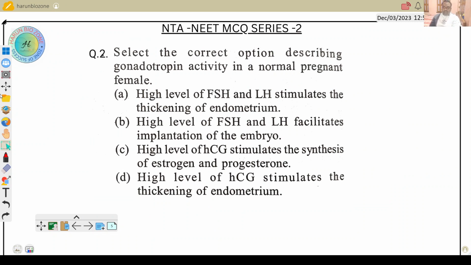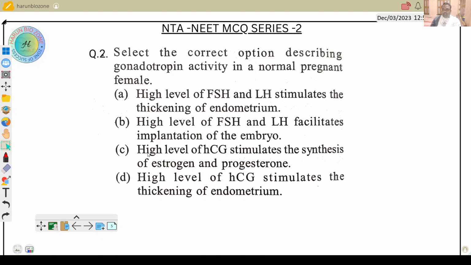Select the correct option describing gonadotropin activity in a normal pregnant female. Gonadotropin activity means the release of different types of gonadotropin hormones, like human chorionic gonadotropin hormone, luteinizing hormone, follicle stimulating hormone, that help to regulate the pregnancy period.